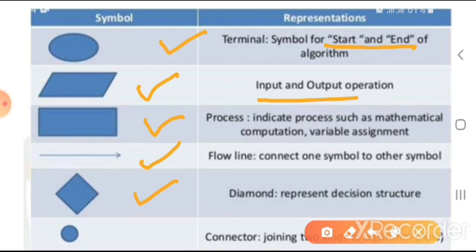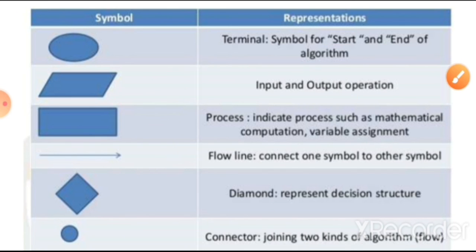Diamond shape is used to represent some decision structures. Decision structures mean some conditions. For example, we have discussed a condition: if marks are greater than or equal to 40. So this is a condition. This type of conditions are used in diamond shape, and in the end a small circle is used as a connector. This connector is used to join the flow of a diagram.